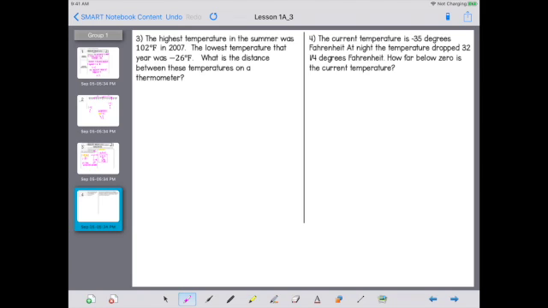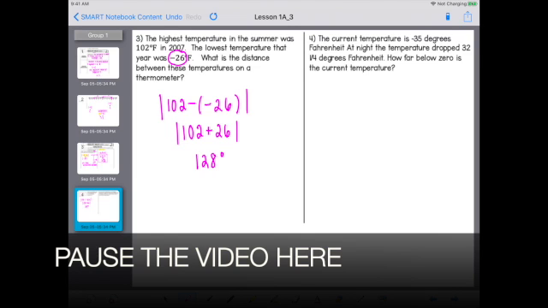So we have 102. We want to find the difference between that number and, don't forget, the negative 26 degrees Fahrenheit. So the difference is going to be 102 plus 26. We're going to get 128 degrees. And you can put that in the absolute value. It's going to stay the same, but it's 128 degrees. For number 4, pause the video, try it on your own, and then come back and we'll go over the answer.